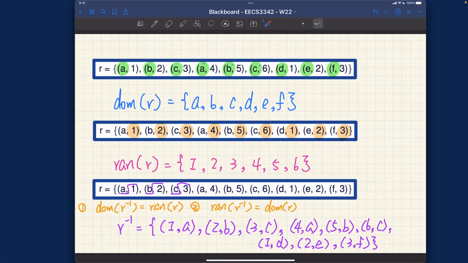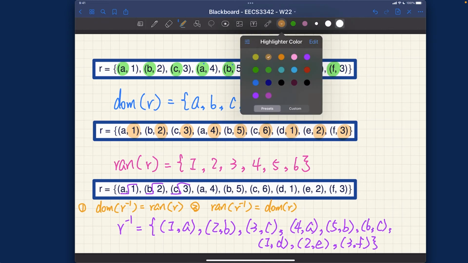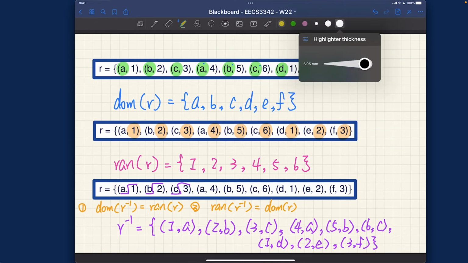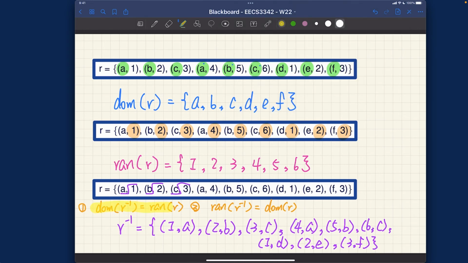That was rather simple. The range is going to be A, B, C, D, E, F. What about the domain of the original relation? A, B, C, D, E, F, right? They're exactly the same. So these are the two properties you can definitely observe right away, which I didn't really mention in the slides, but equally good if I mention in the notes over here. 1 and also 2 over here. All right, so that's about the inverse.